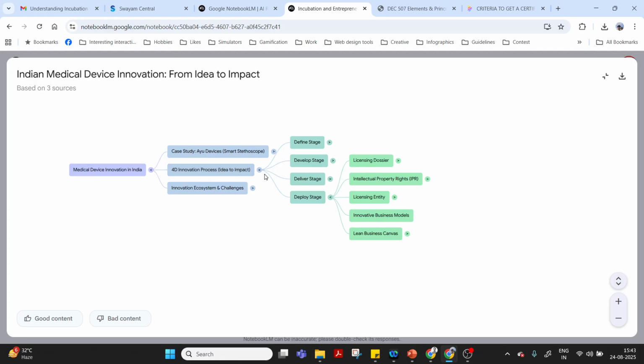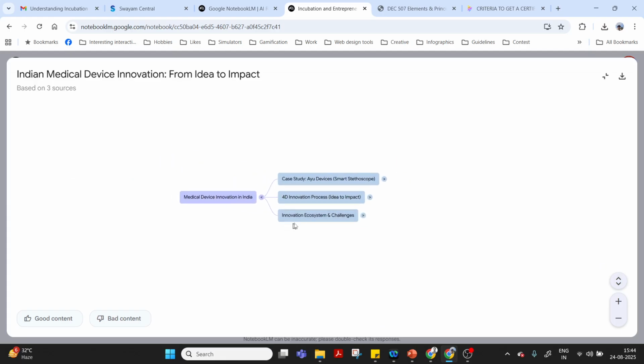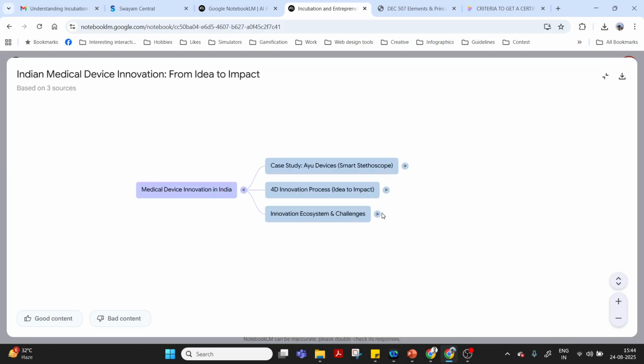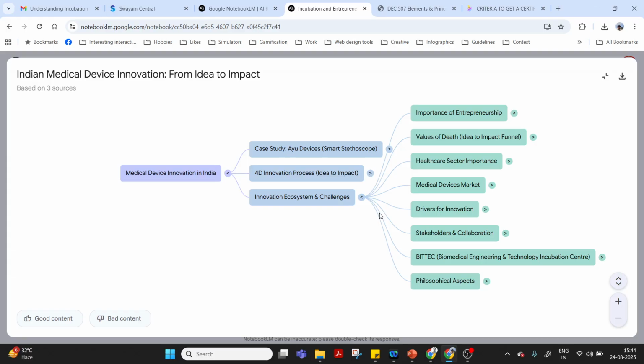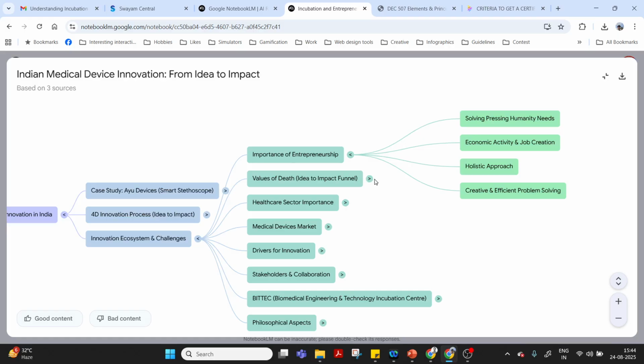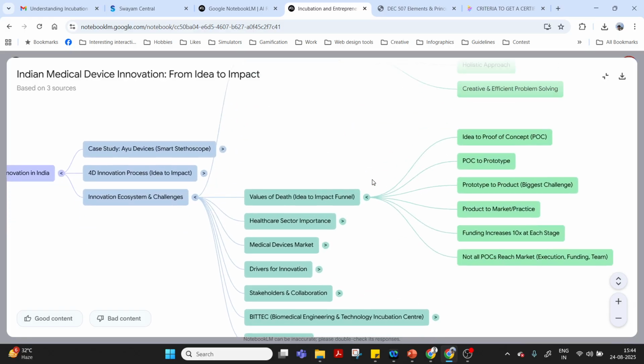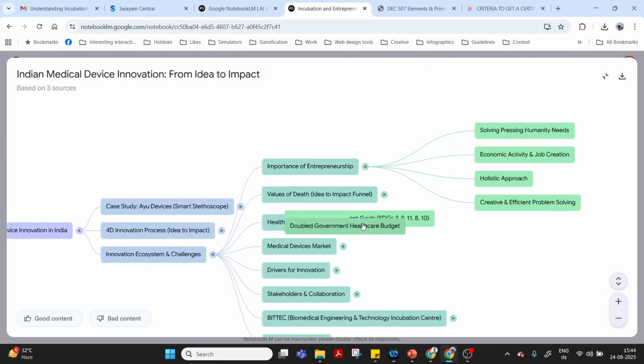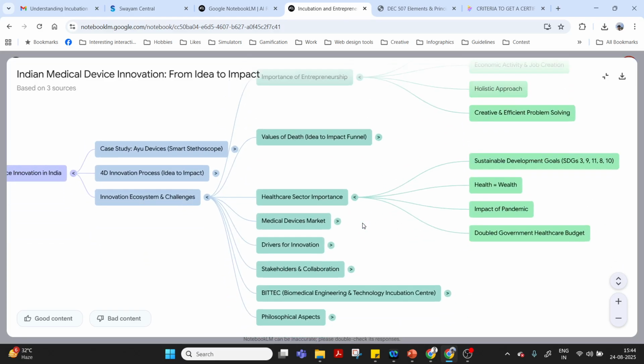So that concluded the 4D innovation process, and then the research, innovation ecosystem and challenges. This covers the importance of entrepreneurship, the various challenges around it, and then the valley of death. We have already seen how critical it is to move on from each and every stage. The healthcare sector's importance was also very much established by Professor Biravi, in terms of how it relates to the different SDGs and how it is creating an impact.